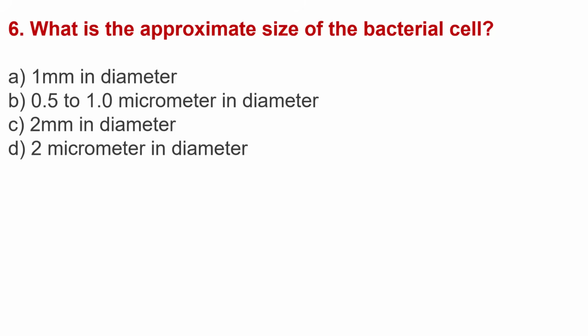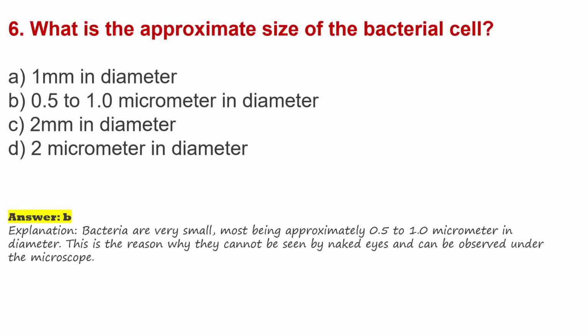So the answer is B. The size of the bacteria is very small, most being approximately 0.5 to 1.0 micrometer in diameter. This is the reason why they cannot be seen by the naked eye and can only be observed under the microscope. If you look at the size, 0.5 to 1.0 micrometer means 10 to the minus 6 meter.